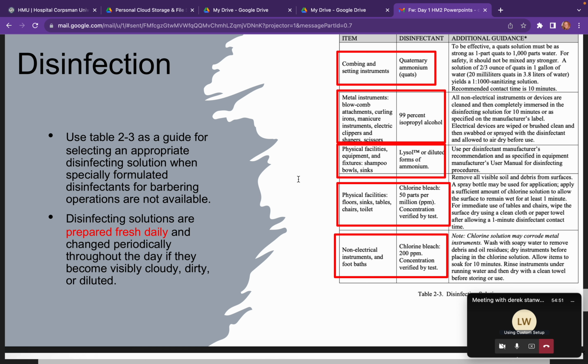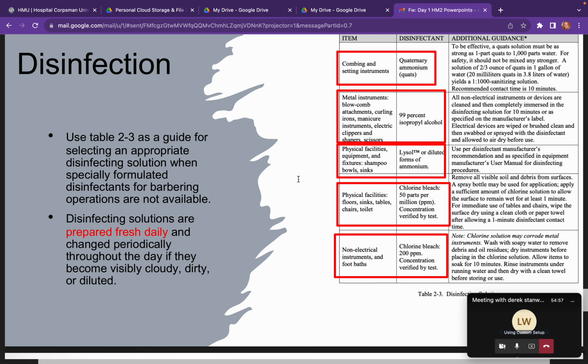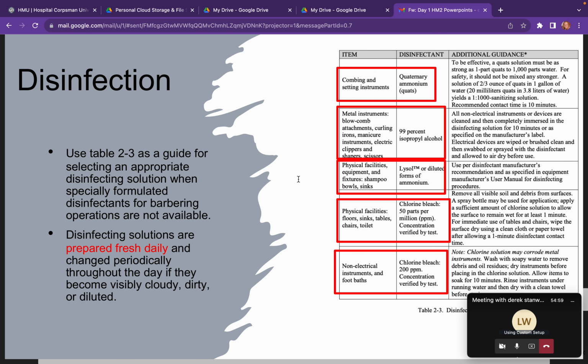Takeaway for this one right here is going to be your contact time. All right. Most contact times for disinfectant solutions are going to be 10 minutes. See the frequency there? 10 minutes, 10 minutes. There's one that I saw here, and 10 minutes.